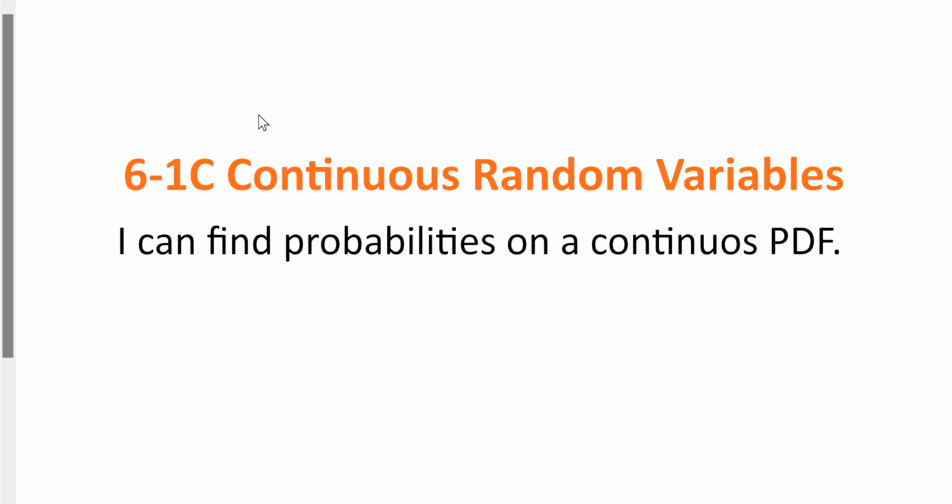Well, shall we continue? Continuous random variables. This is section 6.1, part C. We're going to talk about continuous random variables. So the goal for today is to be able to find probabilities on continuous random variables. Yes, I have a spelling mistake. Hopefully you can find it. Hopefully I fix it later.